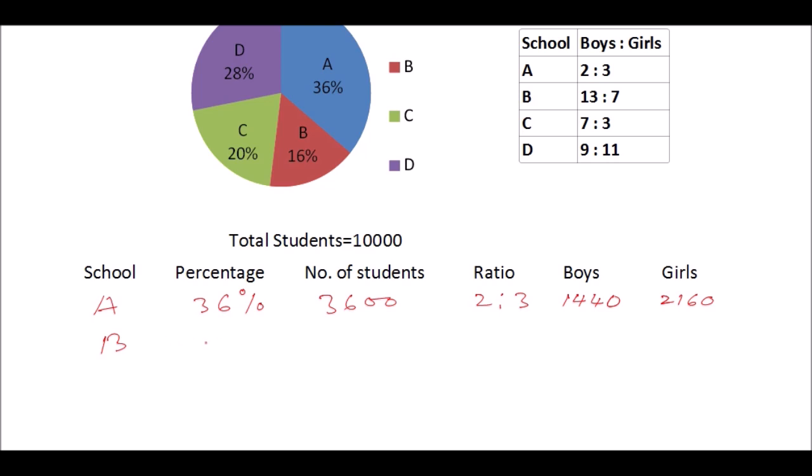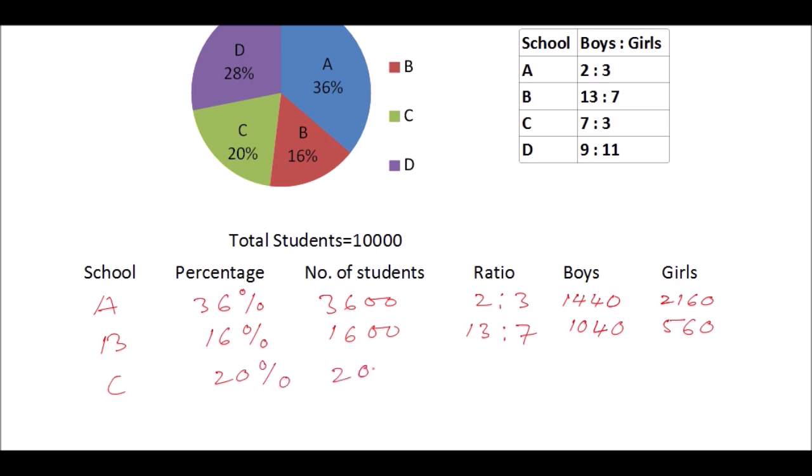In the pie chart, it is given as 16%, and the total number of students is 10,000. Therefore, it is 1,600 students, total students 1,600. And the ratio of the boys and the girls is 13:7. Therefore, 1,600 divided by 20 multiplied by 13 will give you 1,040, and girls is 560.